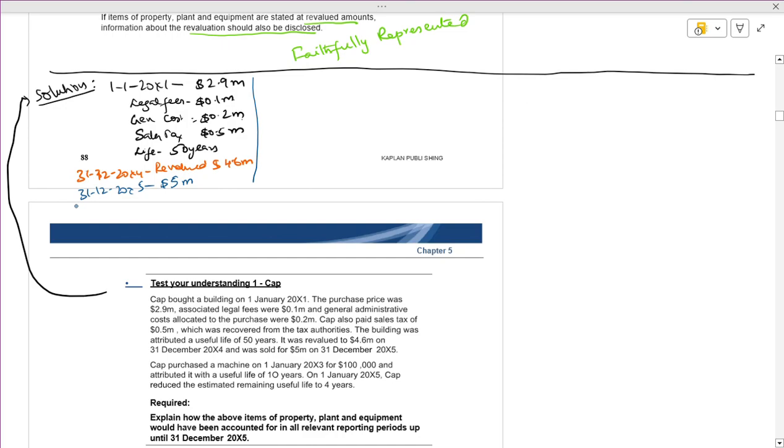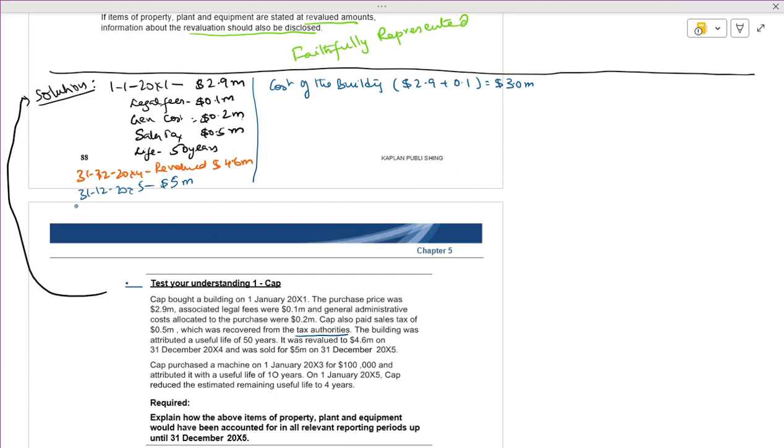Now this is what it says. Now, how much is the value of the building? General cost we should not take. Sales tax, they say that sales tax will be recovered from the tax authorities. That we should not take sales tax also. Means cost of the building will be how much? Cost of the building will be 2.9 plus legal fees is there 0.1. Is it right? Cost of the building is how much? 3 million.